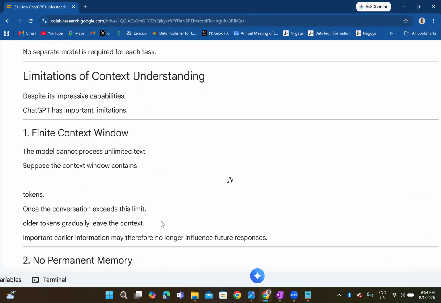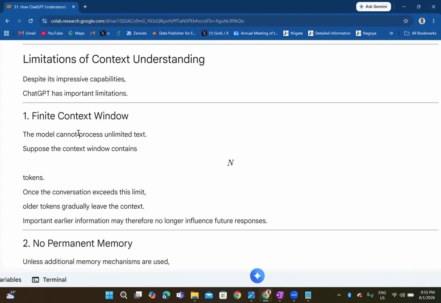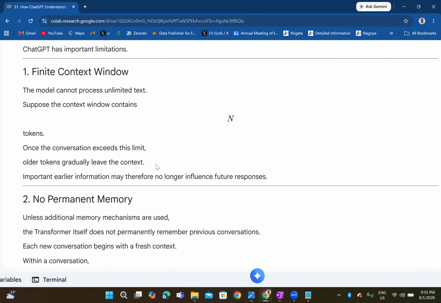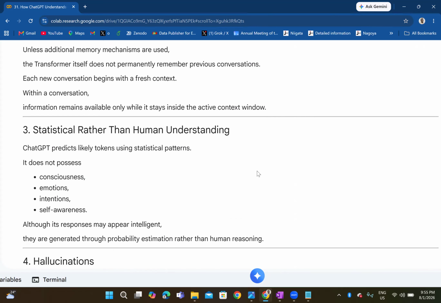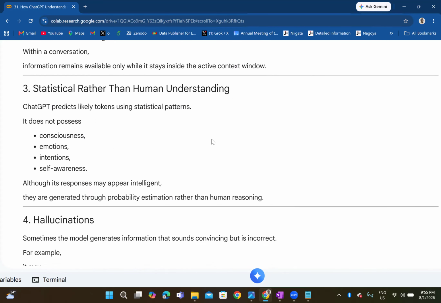And then you have limitations of context understanding now. Despite its impressive capability, ChatGPT has important limitations, like a finite context window. At some point, some tokens will have to be pushed out once the context window is saturated. That's the idea of a finite context window. Then there's no permanent memory. Unless additional memory mechanisms are used, the transformer itself does not permanently remember previous conversations.